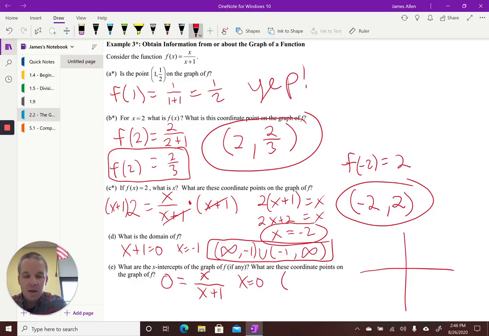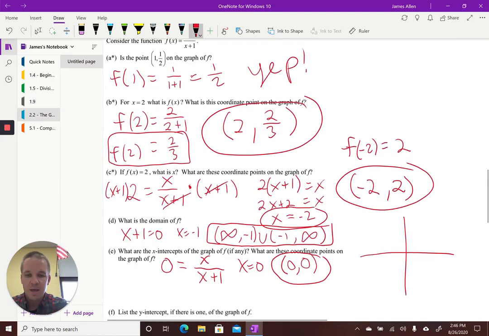So my x-intercept is going to be 0, comma, and if I plug that back in, I get 0. So there's my coordinates on the graph. All right, that's when this one is crossing the x-axis.